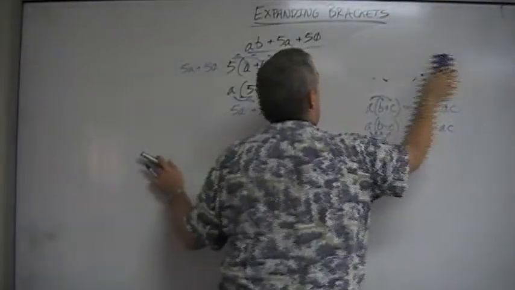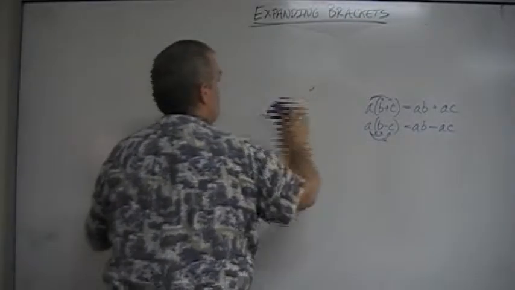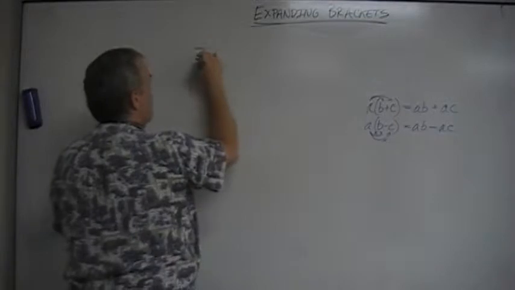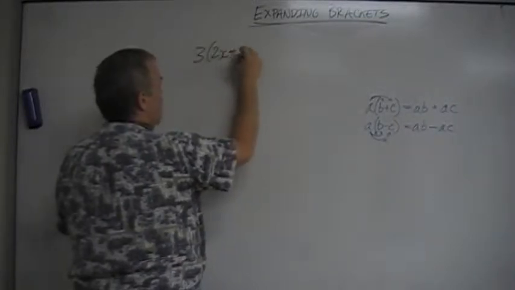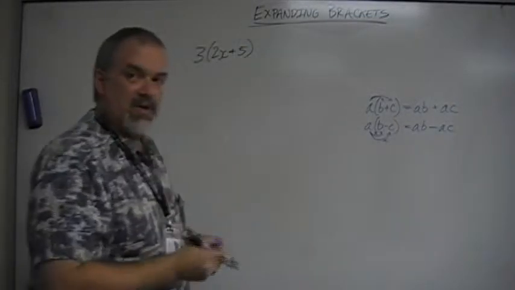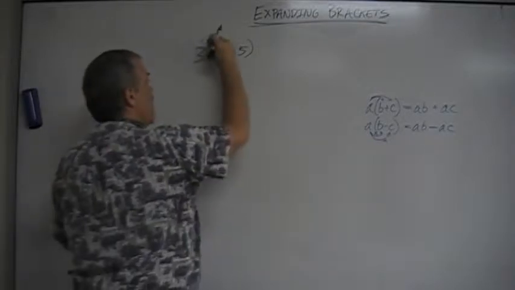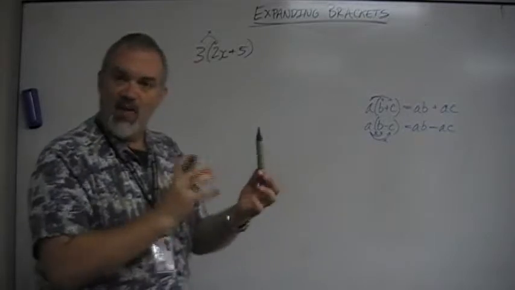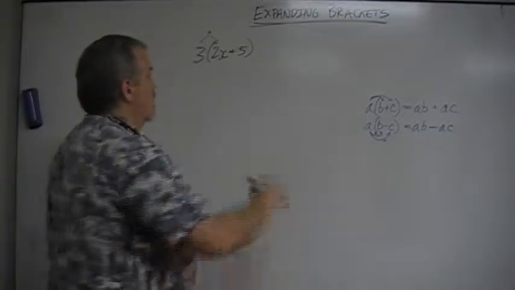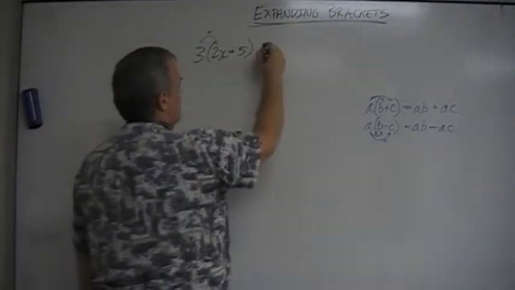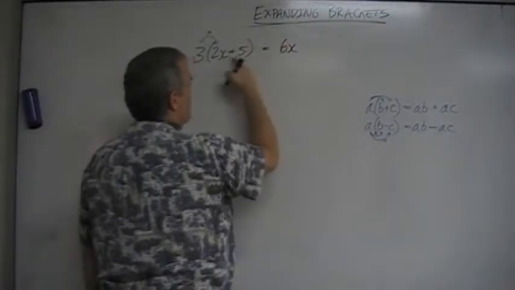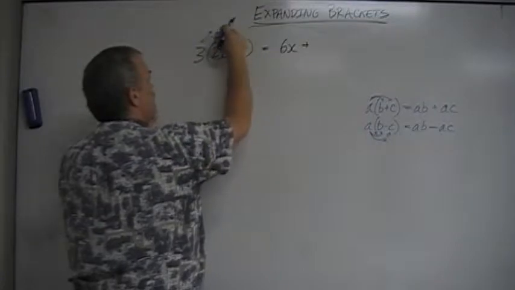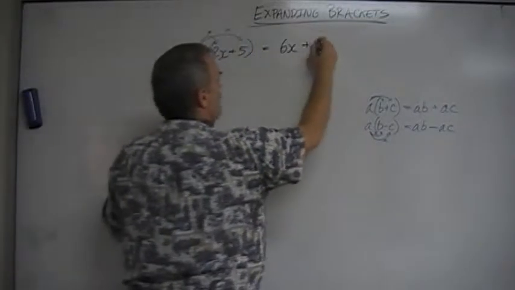I'm going to take this off just so we have some room to work. 3(2x + 5). What are we going to do? We're going to multiply the 3 in. And we multiply because the 3 is multiplied by what's inside the brackets. So we're going to do 3 times 2x, which gives me 6x, plus, and then we're going to multiply here as well. 3 times 5 is 15.